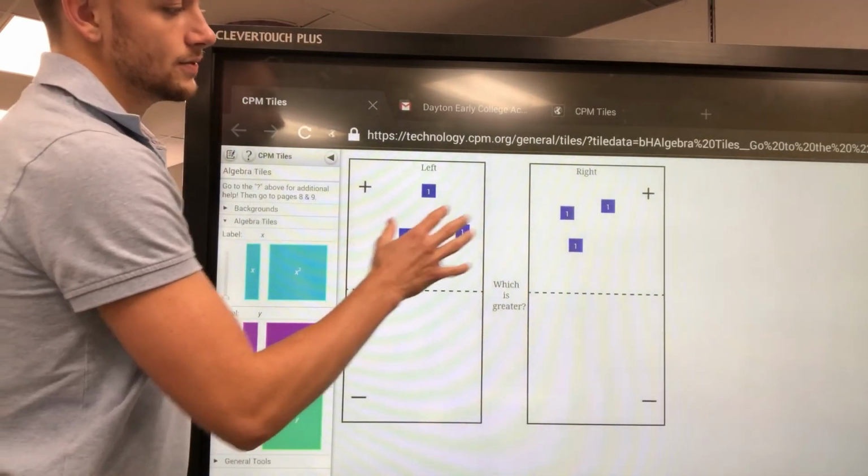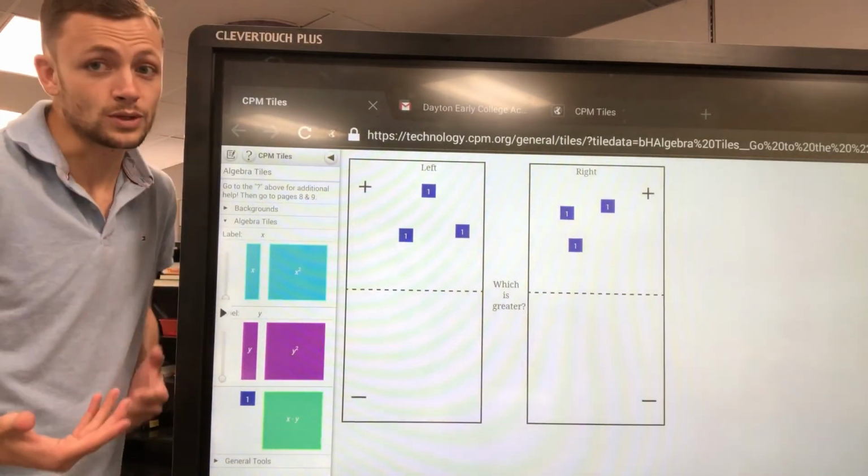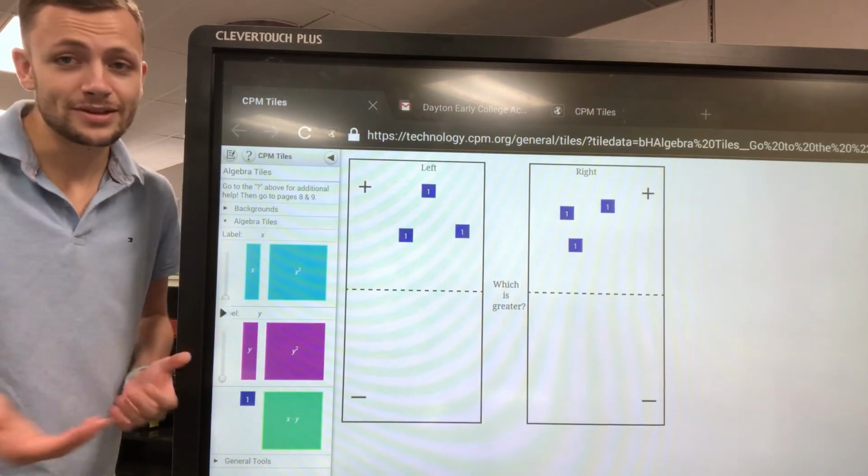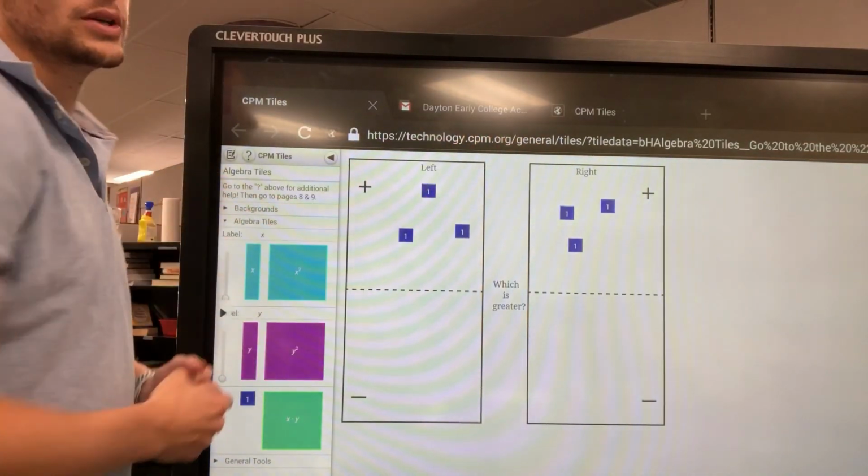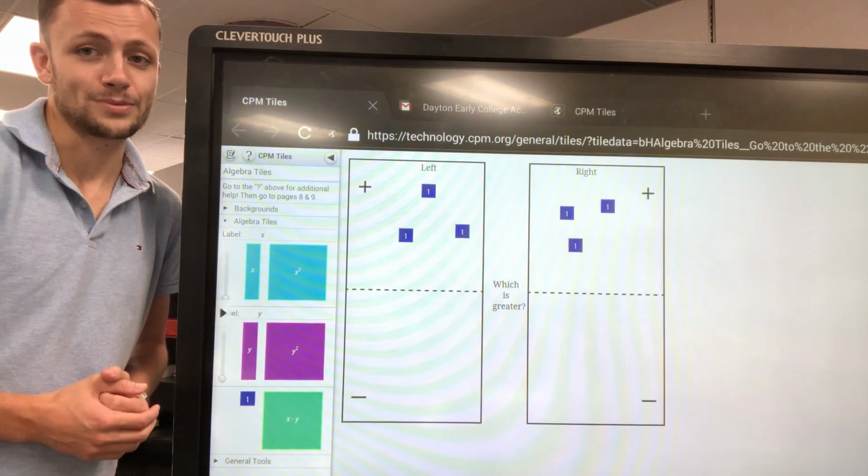And now I have positive 3 and positive 3. Which one's greater? The answer is neither. They're the exact same. We have positive 3 on both sides. We were just given 2 different representations to work with.